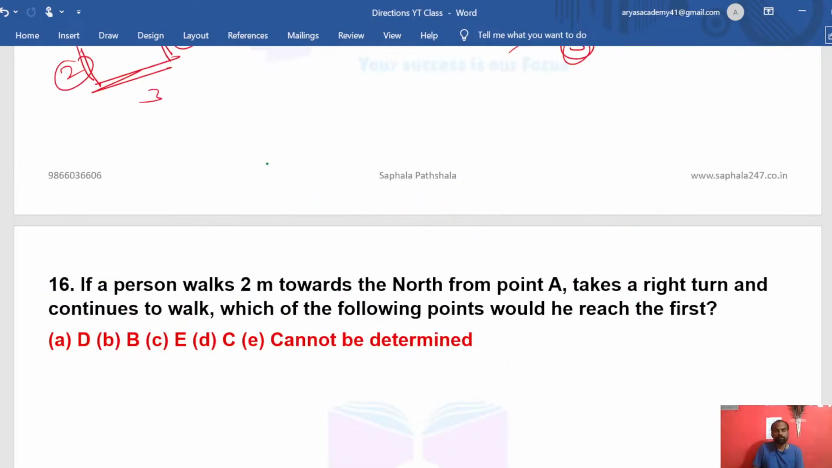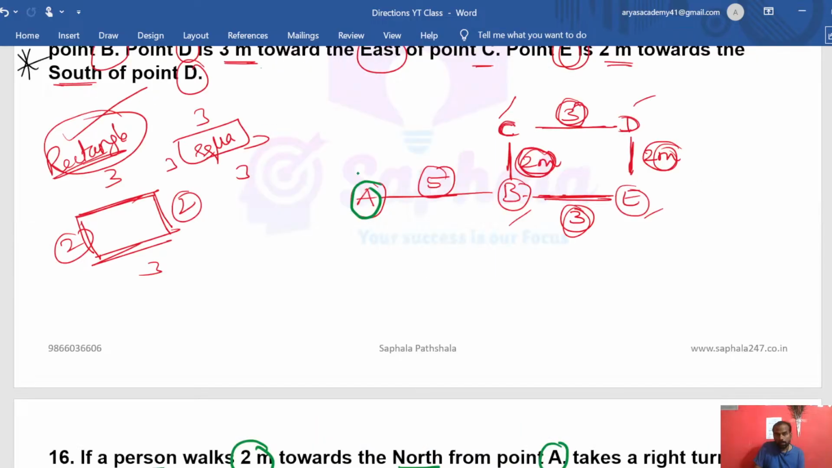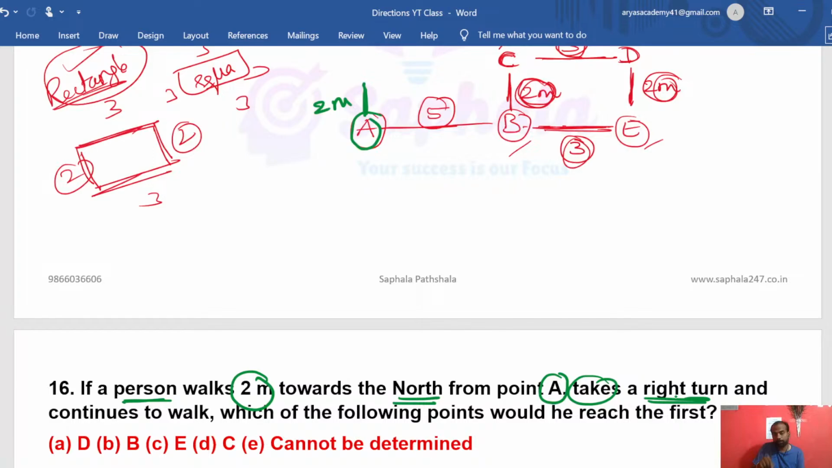Now the question is, if a person walks 2 meters, which direction? In the north. From which point? From A. So let's look at the diagram first. Point A is here, and I have to go towards north, and that too for 2 meters. Okay, then I have to take a right turn. After traveling for 2 meters from A towards north, I have to take a right turn and continue to walk. Which of the following points would I reach first?